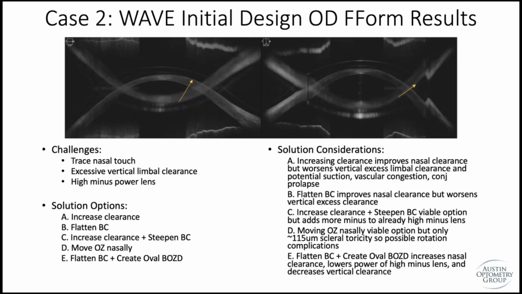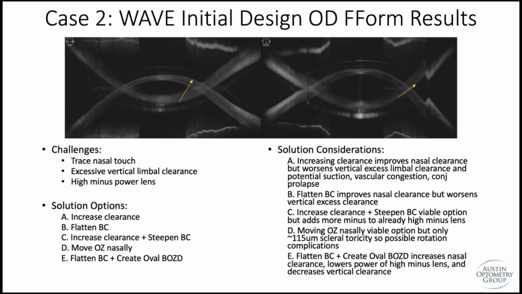Second, we can flatten the base curve. If we flatten the base curve, that usually works too, to get us over a localized spot. But if we flatten the base curve, same thing, we've essentially worsened that vertical excess clearance. We haven't done anything to help it.